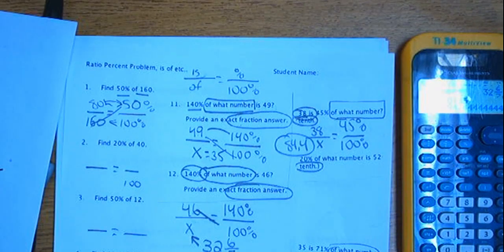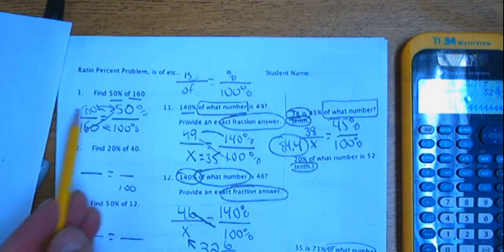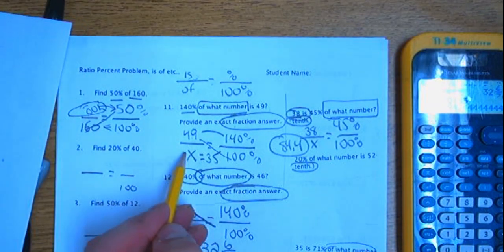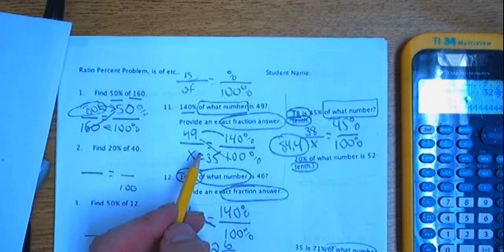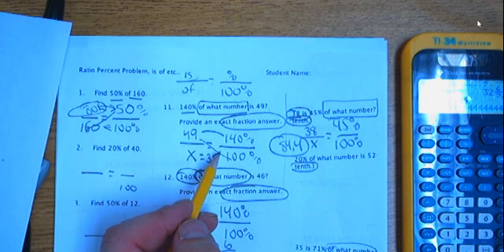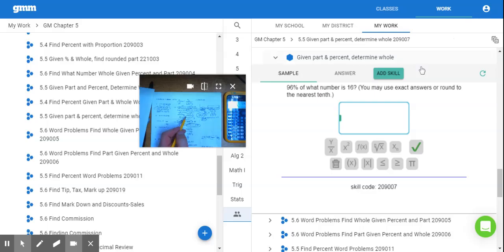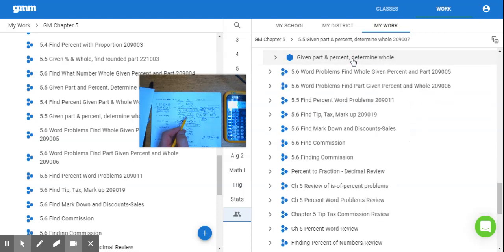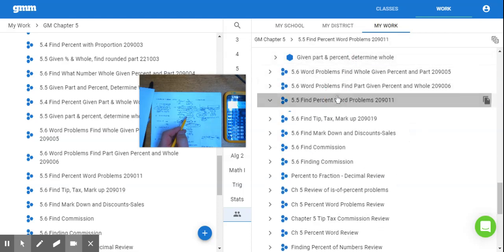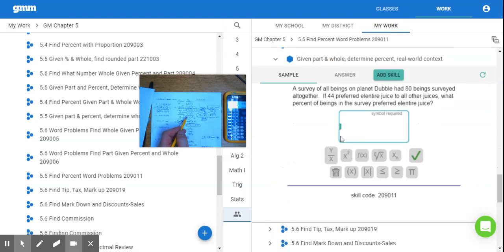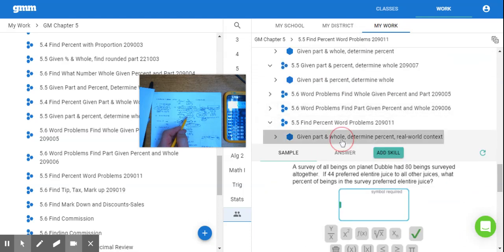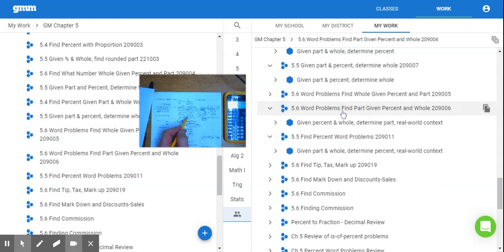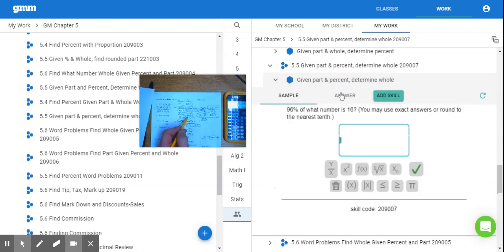So we've had ones where we're missing the is and missing the of. And I'm going to come back here because I pushed these out yesterday. And I want to show you one where that's a word problem. We're not there yet. It's a word problem. Okay, right here.